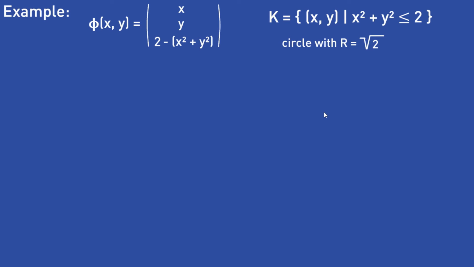That paraboloid has the following parametrization: phi of x, y is equal to x, y, and 2 minus x squared plus y squared. The set K are these x, y so that x squared plus y squared is smaller or equal to 2. K describes a disk with a radius that is equal to the square root of 2. We want to find the surface area of the image of K.